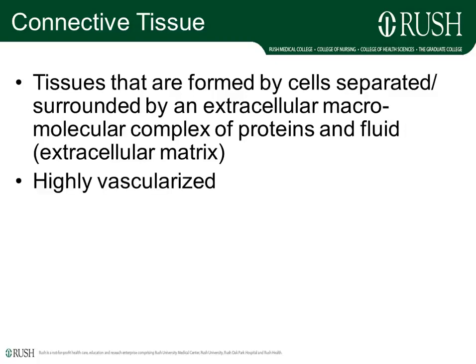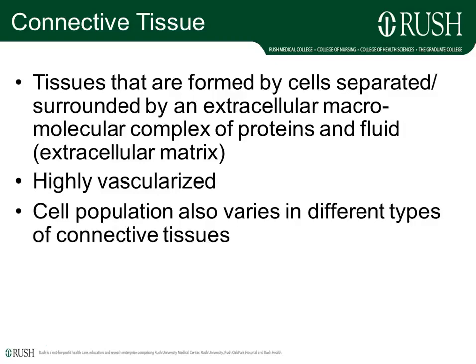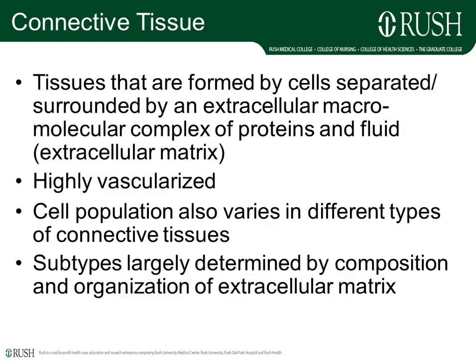Connective tissues are highly vascularized. Their cell population is also quite variable. Many cells migrate in and out of connective tissues, as well as cells that reside there all the time. And the subtypes are largely determined by the matrix rather than the cells.